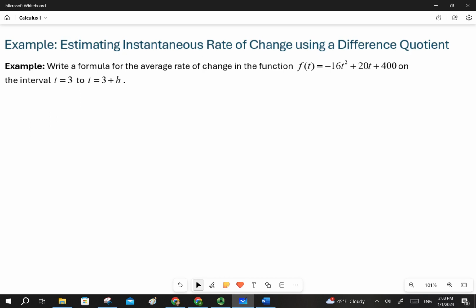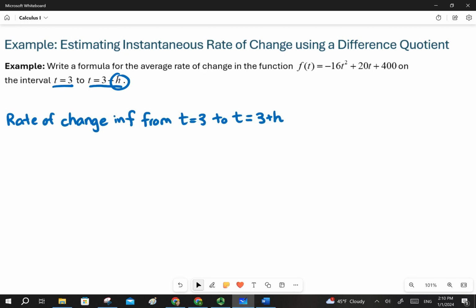Also notice that instead of asking for the average rate of change over a fixed interval, the interval from 3 to 3 plus h can be any length depending on the size of h. This will be the key idea behind our definition of the derivative later because it will allow us to let h get smaller and smaller to make our average rate of change approach the instantaneous rate of change as h approaches 0. For now, let's just focus on how to do the algebra.